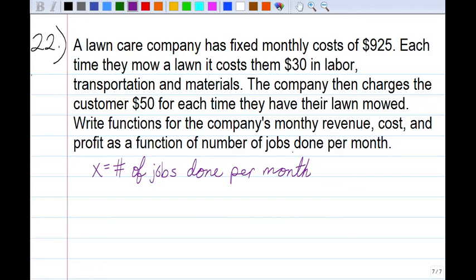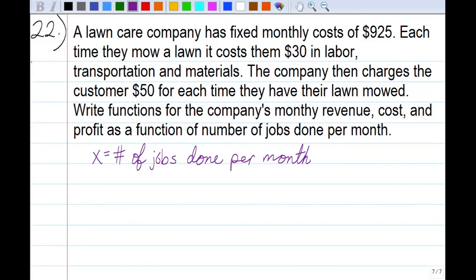Okay, so first we will start off with, it doesn't really matter, but let's start off with the revenue function. So that'll be called R of X. So revenue means the amount of money that they actually take in. So since they're charging the customer $50 per lawn, they're actually taking in 50x. Okay, so 50 multiplied times the number of jobs they actually do. So then we're going to have the cost function. So that'll be called C of X.